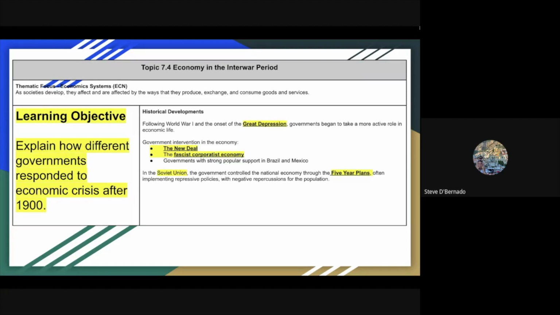What are some examples of those active roles? In America, FDR's New Deal. In Italy and in Germany, the fascist corporatist economy. Governments with strong popular support in Brazil and Mexico. And in the Soviet Union, Stalin's 5-year plans were all reactions to the economic crisis called the Great Depression in the interwar period between World War I and World War II.